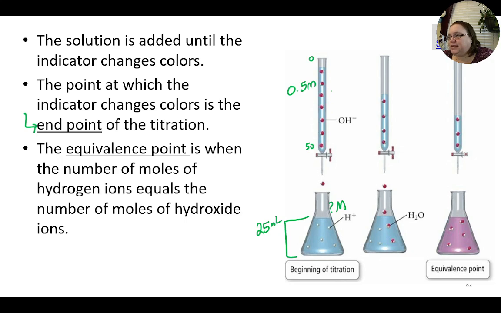So let's say we had, I don't know, we're just going to make that one a 0. We had 0, and we went from 0 down to 30 milliliters. So we went from 0 to 30. We know that we put 30 milliliters of that 0.5 molar base solution. Well, if we know how much base we added, we can determine the concentration of the acid. We are using knowns to figure out an unknown.